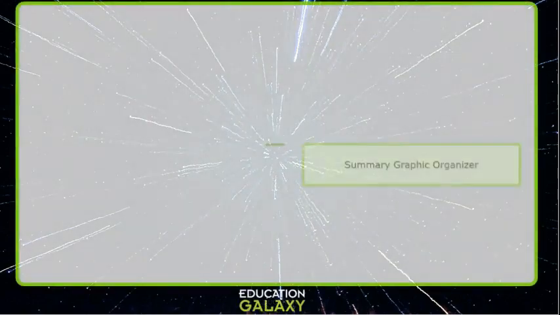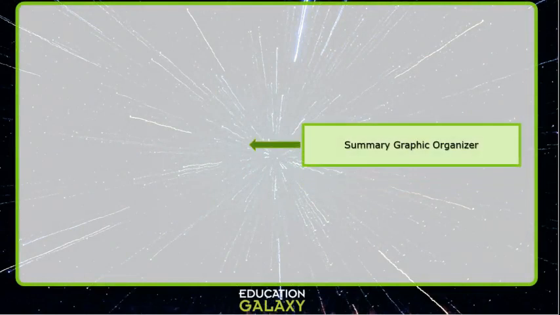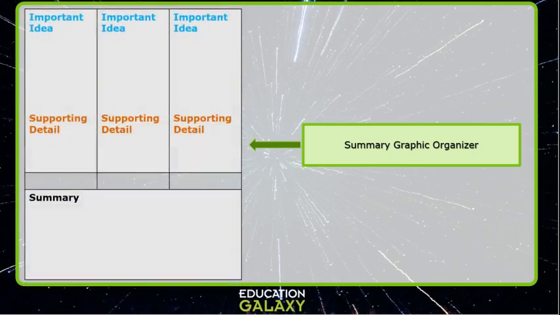We can use a graphic organizer to organize our thoughts when writing a summary. So here is the graphic organizer that you can use. As you read the text, you will record important ideas and supporting details in the columns. After you finish, you are ready to combine these ideas into a short paragraph to write the summary of the text in the box at the bottom.